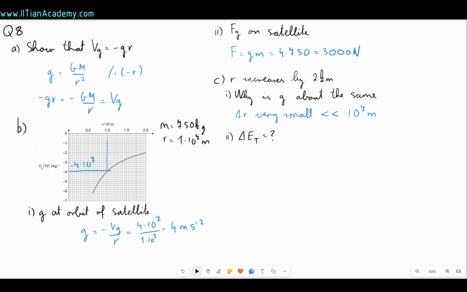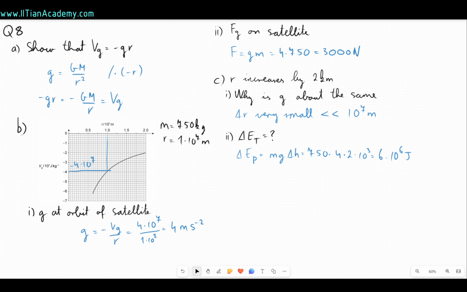And in part 2, we are told to determine the change in total energy of the satellite. So we know the total energy is made up of 2 components, kinetic and potential energy. So we need to consider that the change in the potential energy will be equal to mg times delta h. So we can calculate this: 750 times 4, not 9.81, because the g at this height is 4, times 2 times 10 to the 3. This will give us 6 times 10 to the 6 joules.